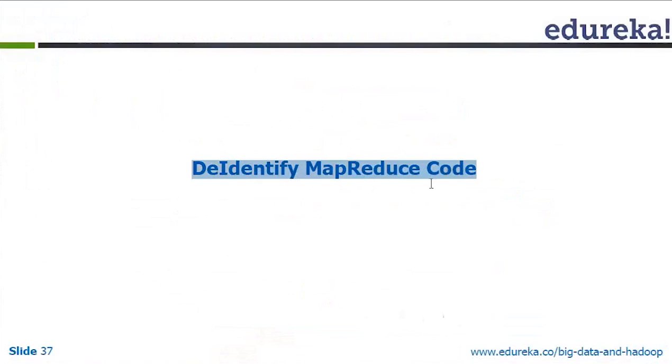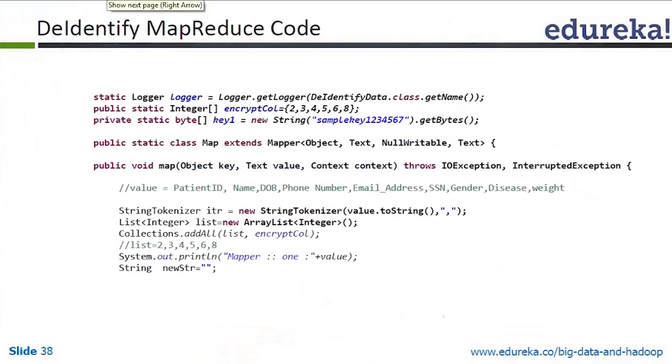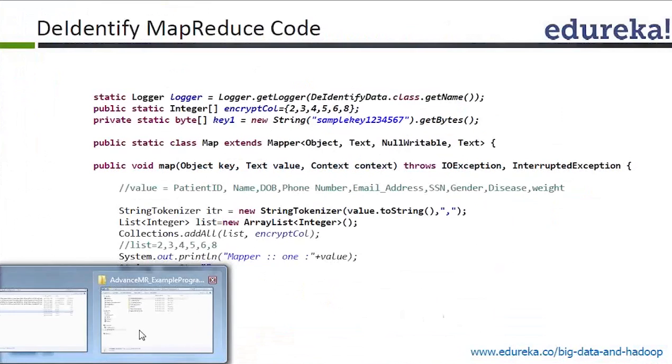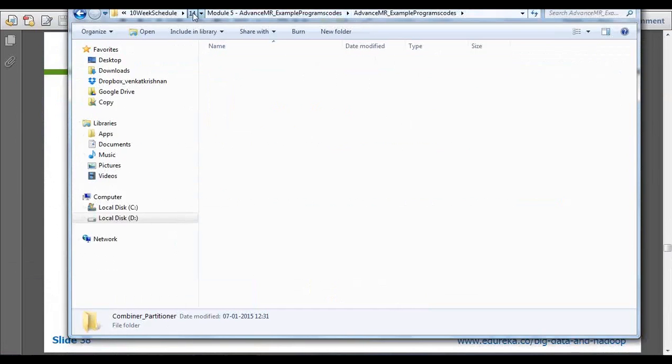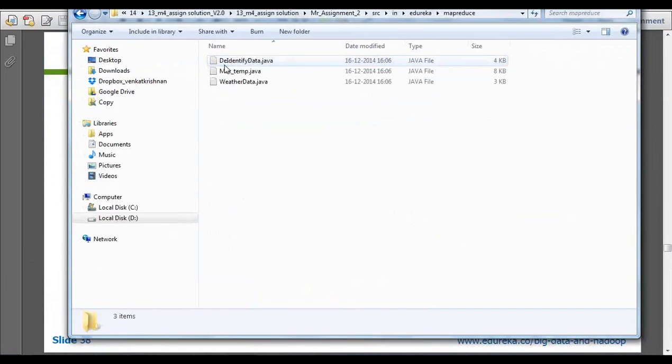So let's walk through the MapReduce code for the de-identification. Fantastic. Great, Subrat. So let's go ahead and actually see that. If you look at the de-identify MapReduce code, let me open up that particular code for you. If I go down to module 3 assignment solutions, let me go down to SRC in Edureka MapReduce. Let me open up my deidentify.java in an editor.